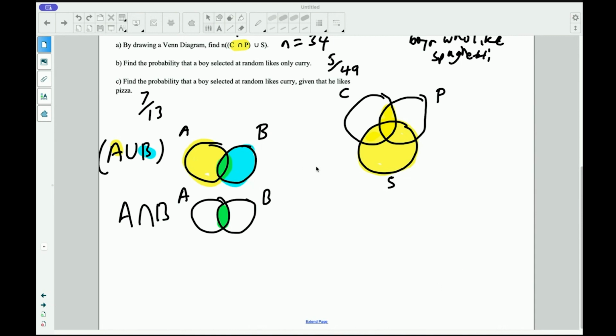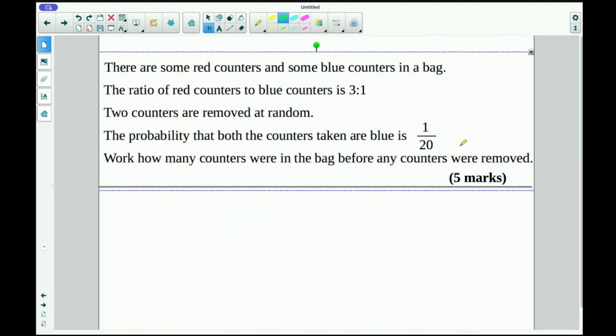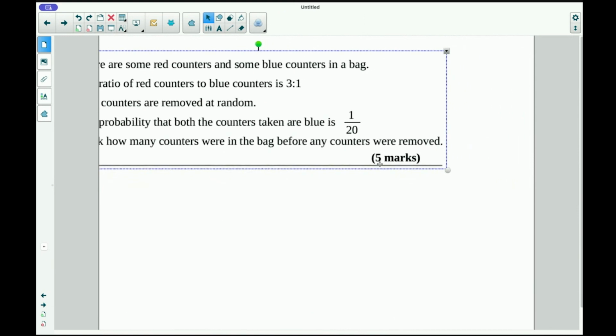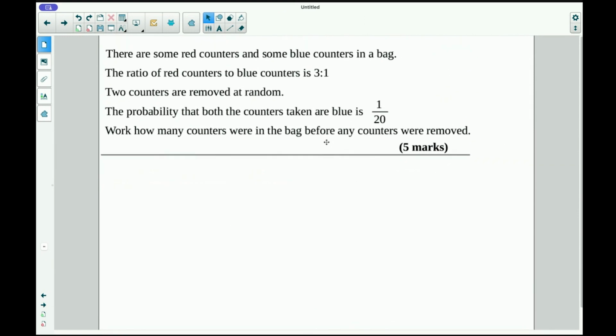So our first question talks again, you guessed it, about some counters. We've got some red and blue counters in a bag. And the ratio of red counters to blue counters is 3:1. Two of the counters are removed at random. The probability that both the counters taken are blue is 1/20. Work out how many counters were in the bag before any counters were removed.